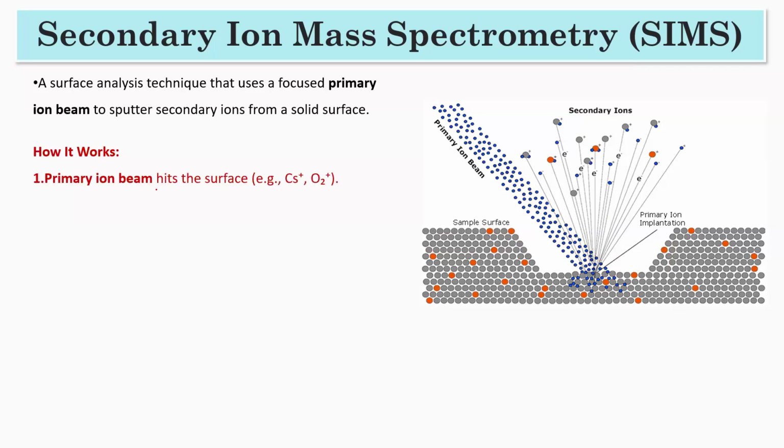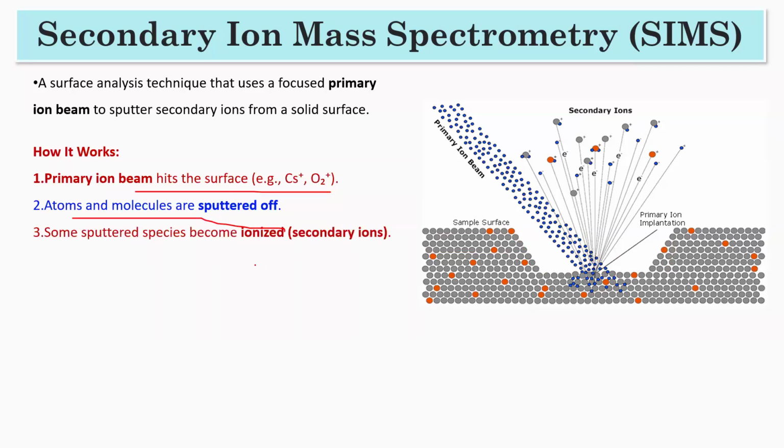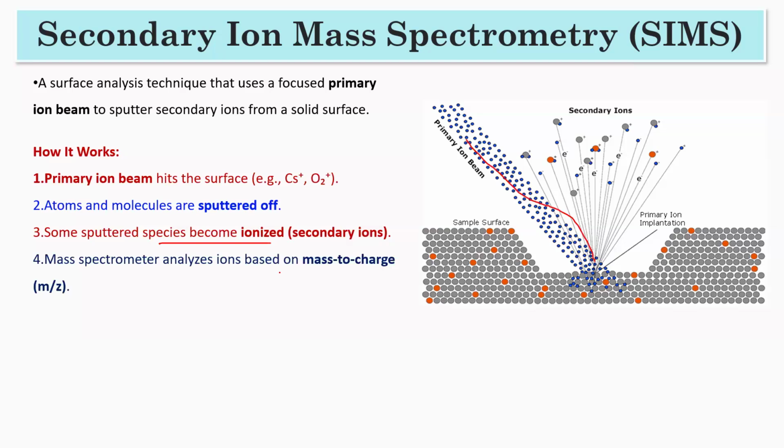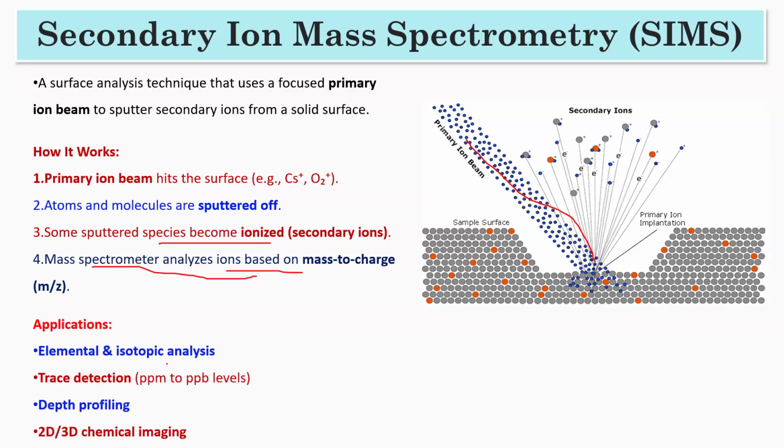Okay, so the primary ion beam will hit the surface, and then atoms and molecules will be sputtered. Because this is very high kinetic energy, some of the molecules will be ionized, and then your spectrometer will analyze those ions based on the m/z ratio. Okay, so what is the application of this?